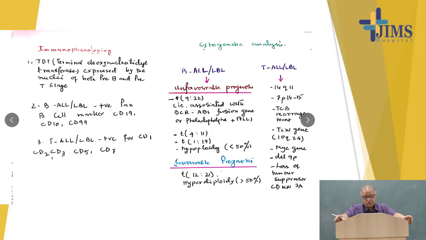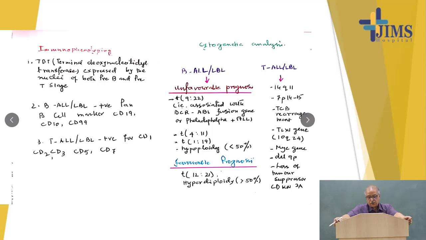associated with the Philadelphia chromosome, which also causes chronic myeloid leukemia. This type of translocation is there. The ALL has a poor prognosis. There is a t(4;11) translocation and t(1;19) translocation. Hypoploidy in less than 50% of cases has an unfavorable prognosis. And favorable prognosis is t(12;21) translocation and hyperploidy in greater than 50% of cases.